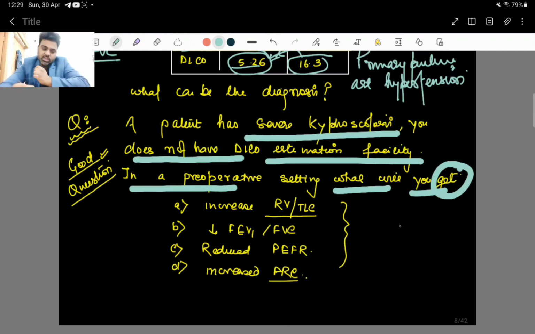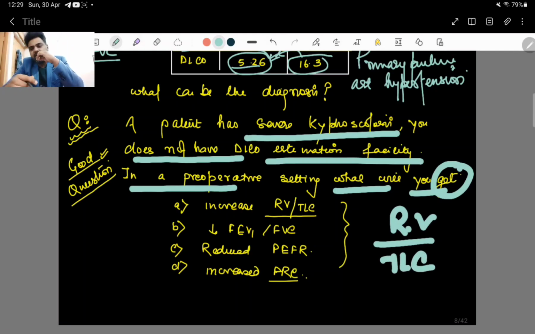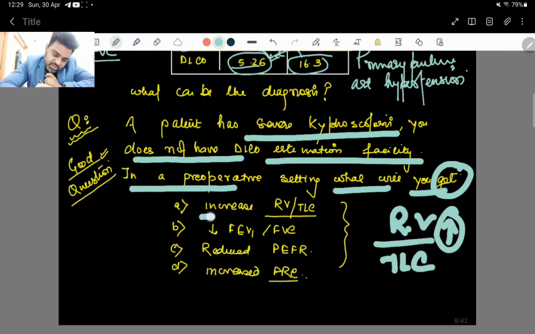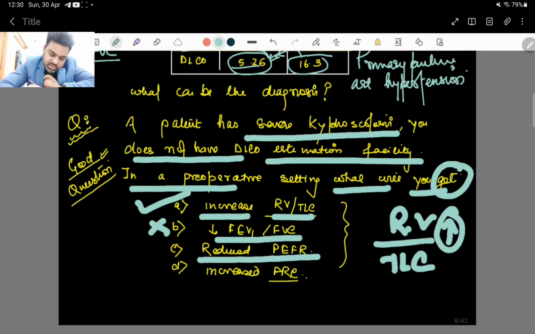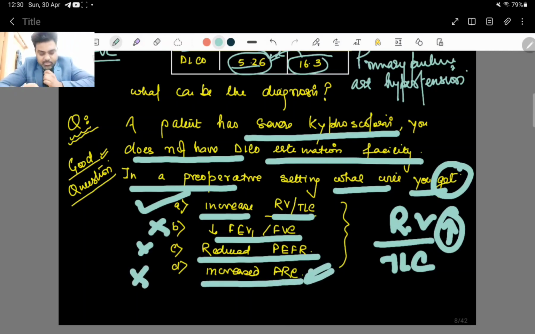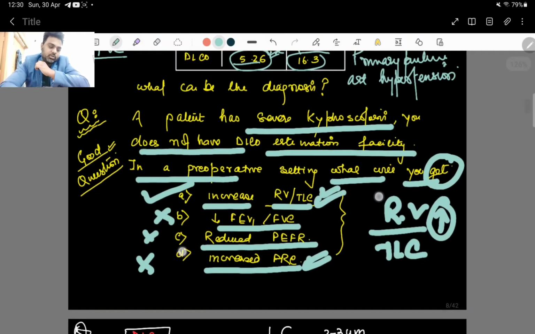But if DLCO is not present, we will calculate residual volume upon total lung capacity. In extraparenchymal type of restrictive lung disease, residual volume is not decreased. This ratio is increased. So by that we can differentiate. So the answer is increased residual volume by TLC. Yes, this is the answer. Decreased FEV1 by FVC, no, it occurs in obstructive lung disease. Reduced PEFR, that is peak expiratory flow rate, we see in obstructive lung disease. Increased FRC, no, we also see in asthma or obstructive lung disease. So the answer will be A.